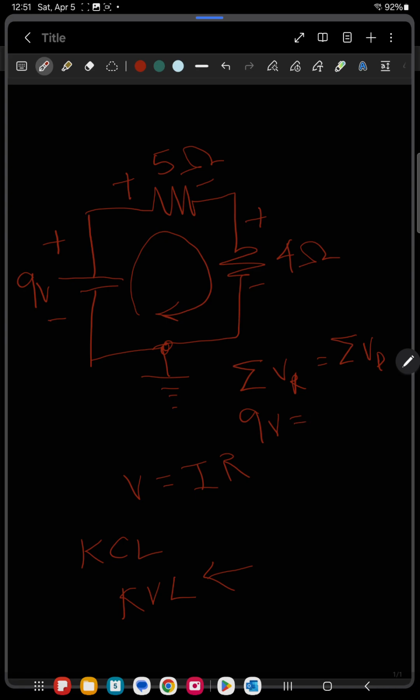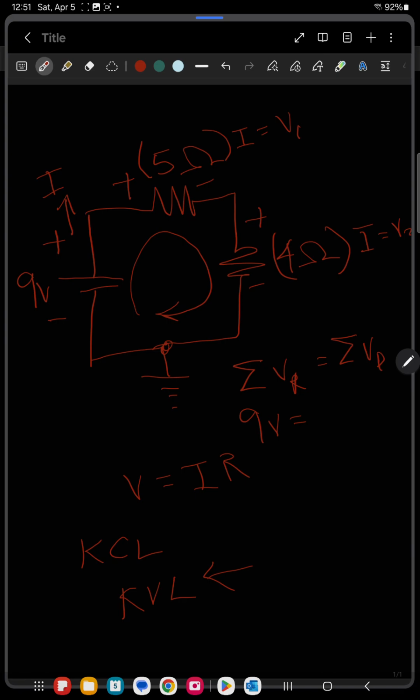And that is equal to, well, I forgot to assign the current. Since there is only one loop, the current is the same through all of them. So let's give it a little arrow and we'll call it capital I. And using Ohm's law, the voltage is equal to the current times the resistance. So if we multiply this by the current, we get V1, the voltage across this resistor. And if we multiply this by the current that's going through it, we get V2.